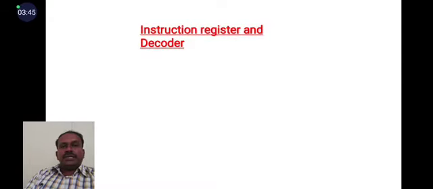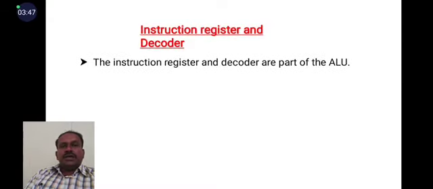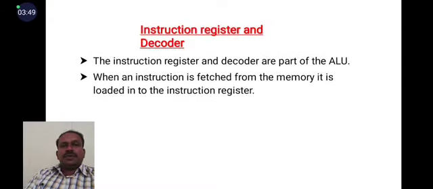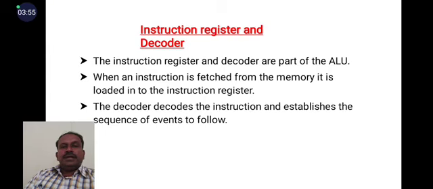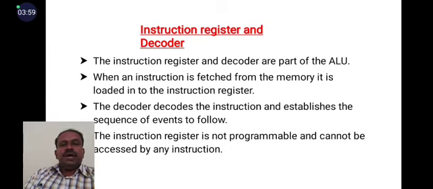The next one is the instruction register and decoder. The instruction register and decoder are part of the ALU. When an instruction is fetched from memory, it is loaded into the instruction register. The decoder decodes the instruction and establishes the sequence of events to be followed. The instruction register is not programmable and cannot be accessed by any instruction.